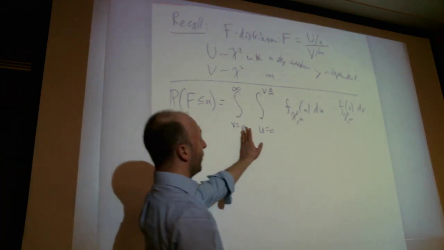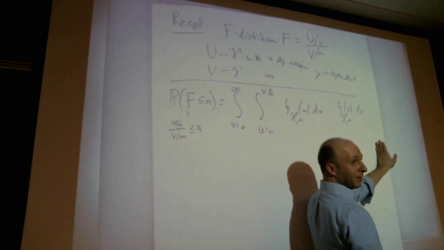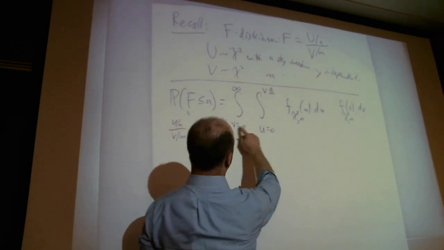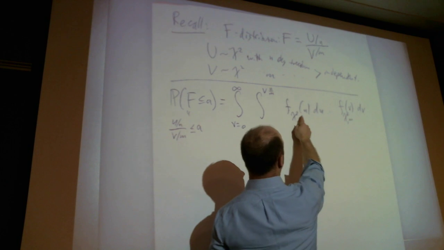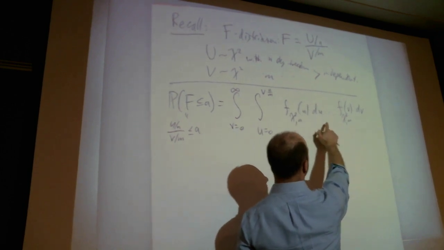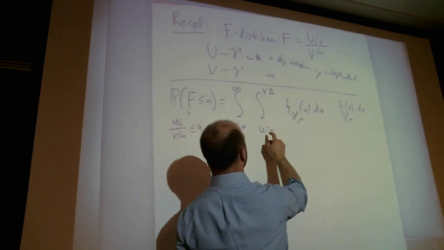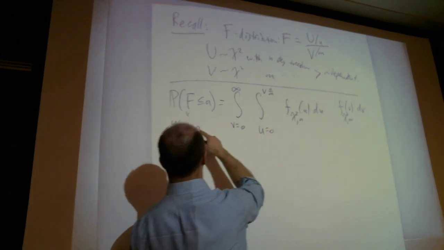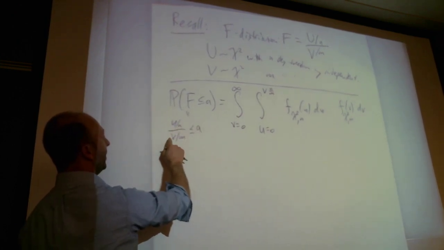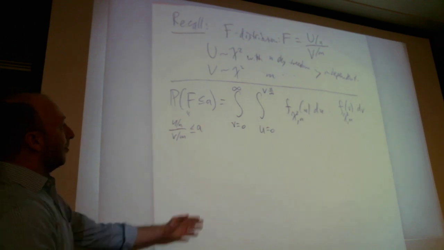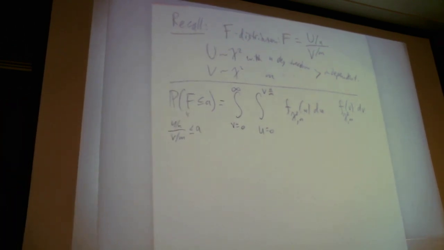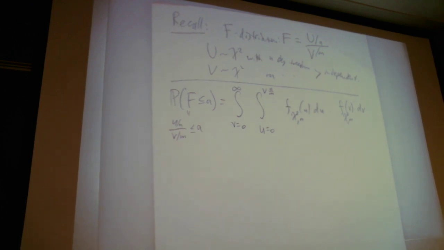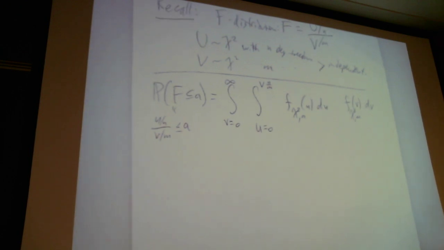Does everyone agree with this formula? So this is the integral over all possible values of u and v with their PDFs. U is distributed as chi squared with n degrees of freedom, v is a chi squared with m degrees of freedom, but the range of u is restricted so that this inequality holds. U divided by n over v divided by m, which is f, is bounded by a.